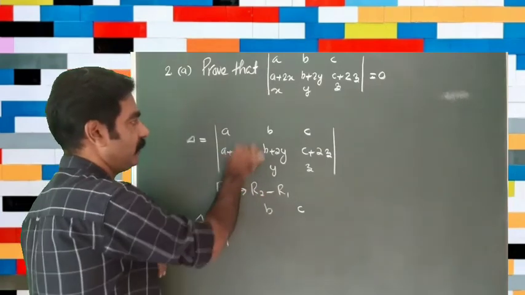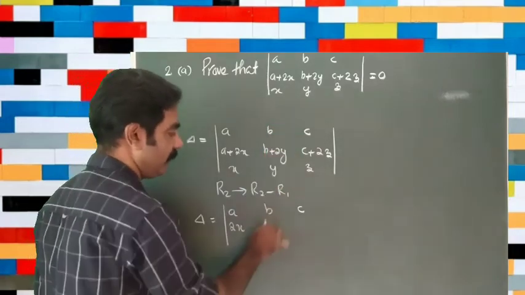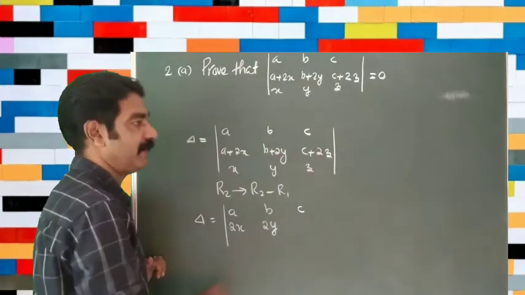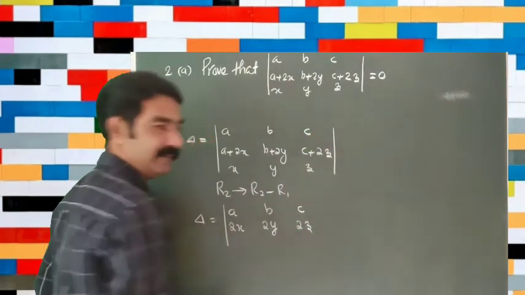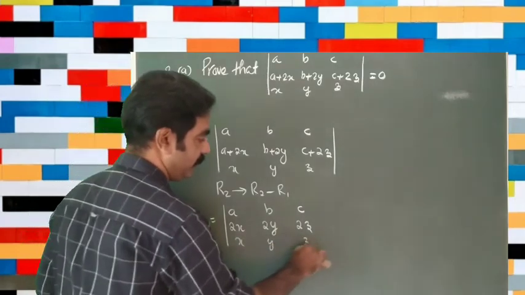So a plus 2x minus a becomes 2x. b plus 2y minus b becomes 2y. And c plus 2z minus c becomes 2z. And the third row is x, y, z.